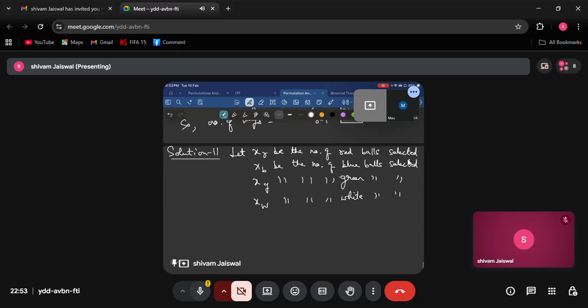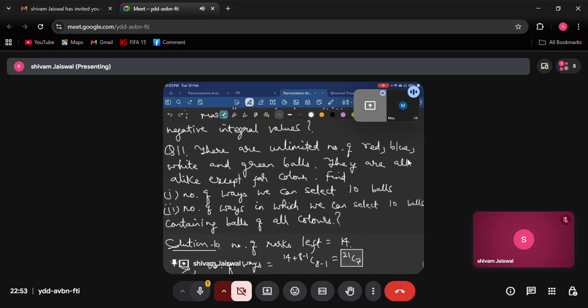Okay. So what should be the total number of selections? Tell me, Anandit. What should be the total number of selections? So 10. 10. Right. So see, it became an equation, right? Tell me. Are you getting, Anandit? It became an equation. Yes, sir. So the number of non-negative integral solutions will give us the number of ways to select 10 balls. Yes or no?